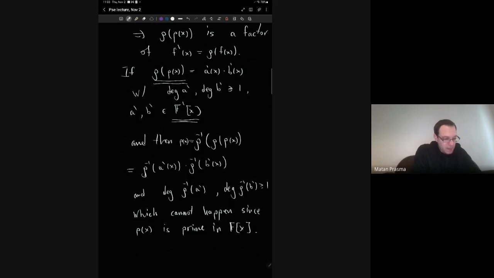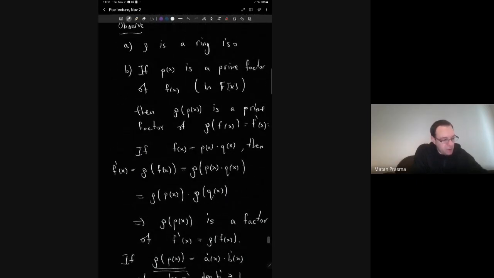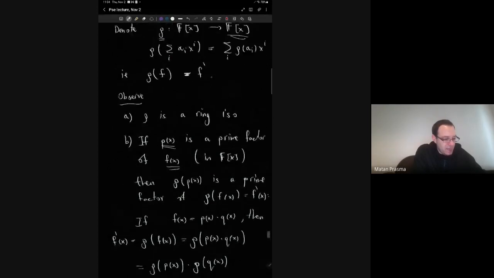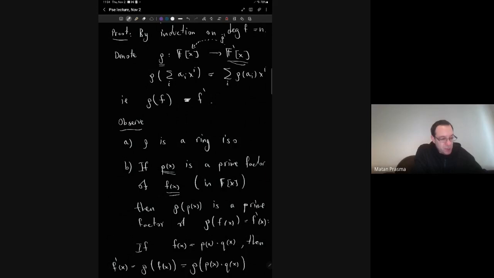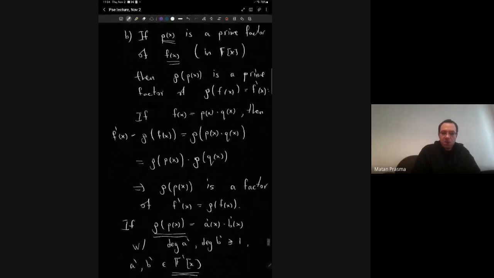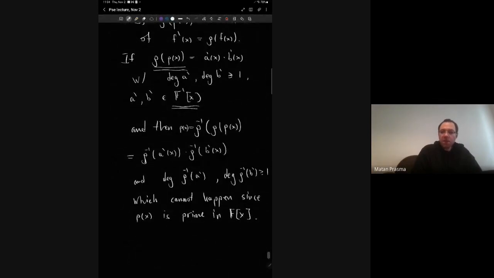We claim, this is the claim, that if you give me a prime factor of f, and you apply rho, you apply the map between polynomial rings that is induced by the original isomorphism rho, then if you apply it on Px, you get immediately a prime factor of rho of the original polynomial f of x. Okay, so this is the basic observation.